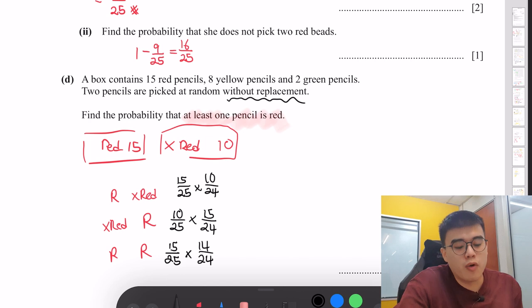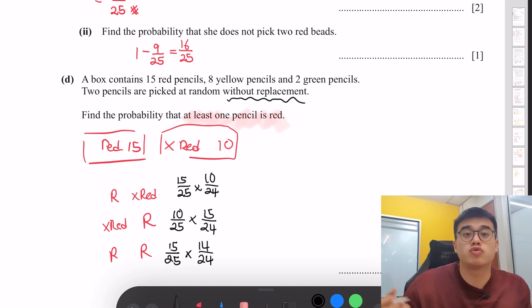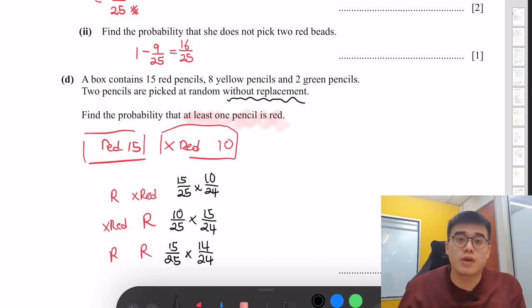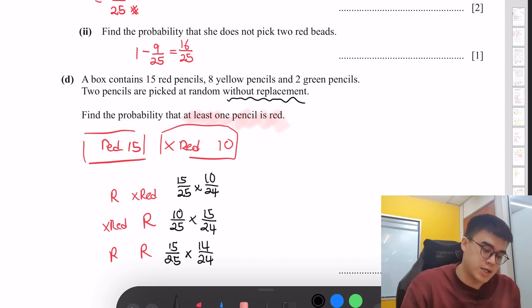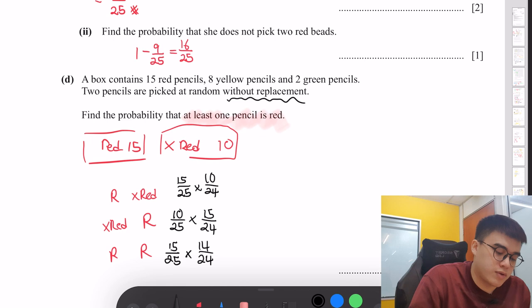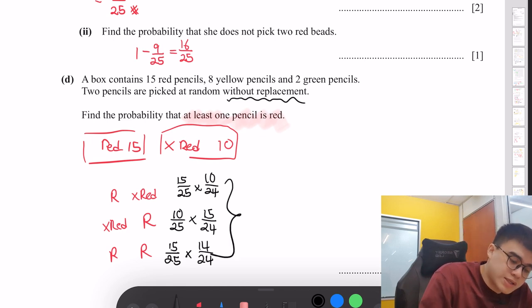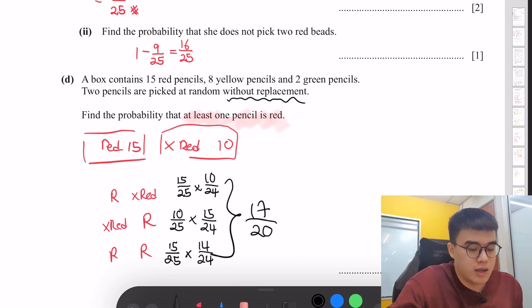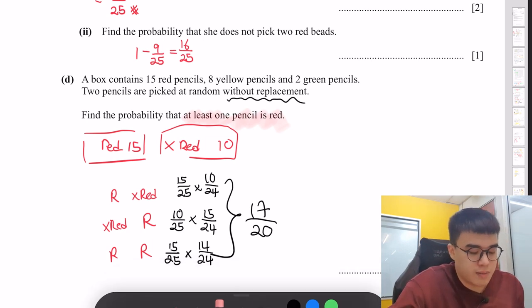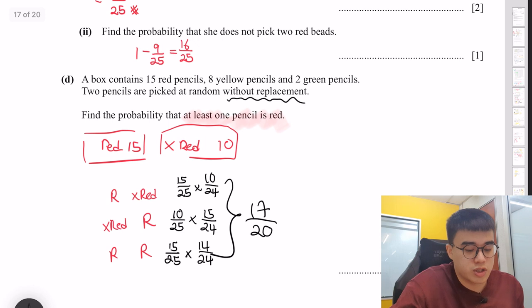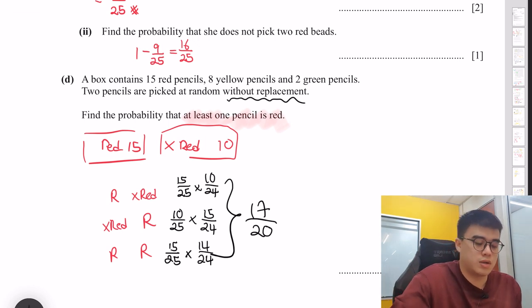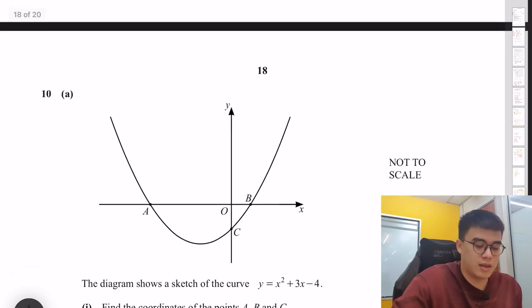The reason why both decrease is because both are red. So after you draw one red out, the total number of red will decrease. So the final calculation after you add everything up will be 17 over 20. So that's pretty much it for this question here. Move on to question 10.